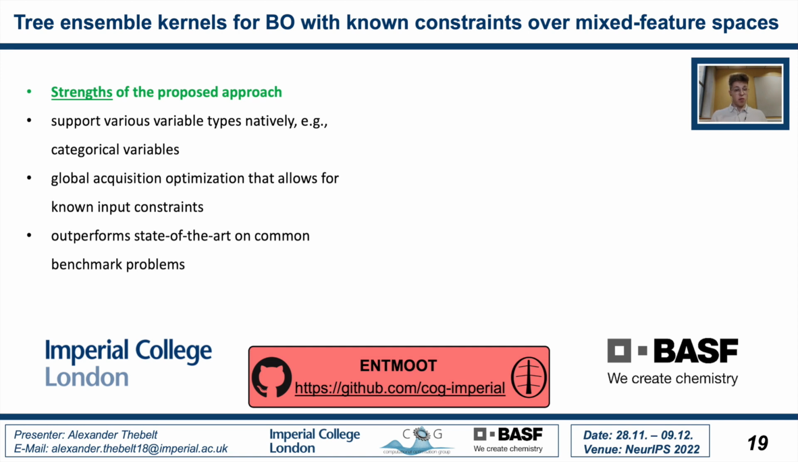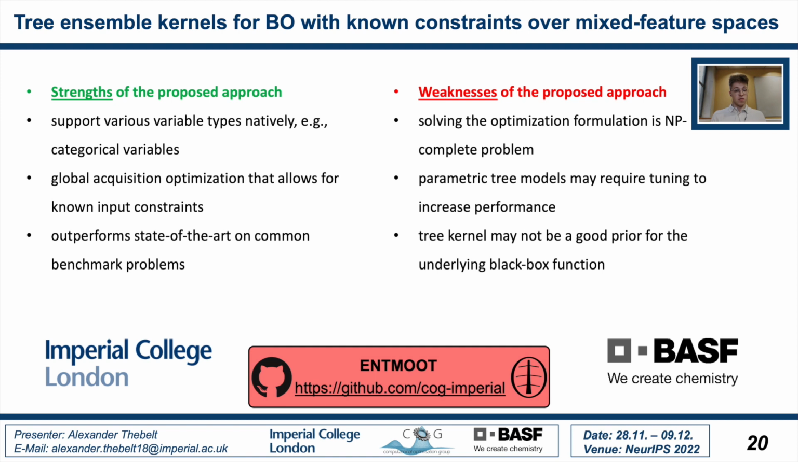So in summary, the strengths of our approach are that we can handle various variable types and that we deploy global acquisition optimization that allows for additional known constraints. Some of the drawbacks are that solving such optimization problems is still an NP-complete problem, and parametric tree models may require manual tuning for better performance and may not be a good fit for the underlying black box function.